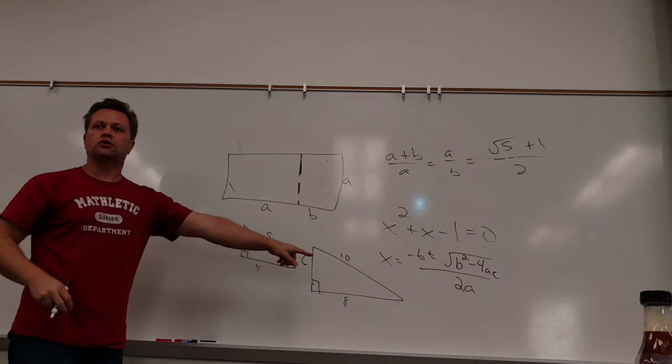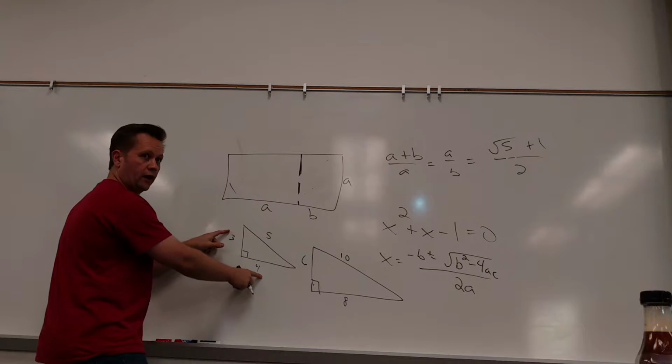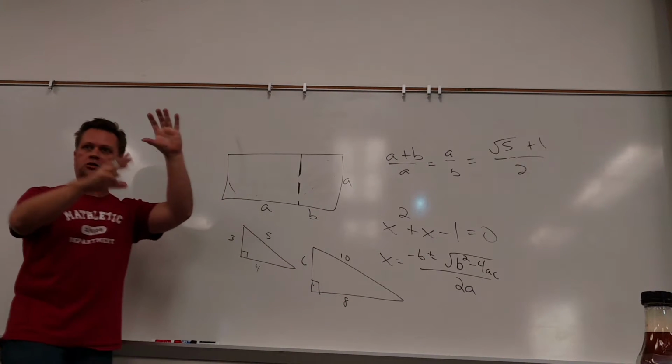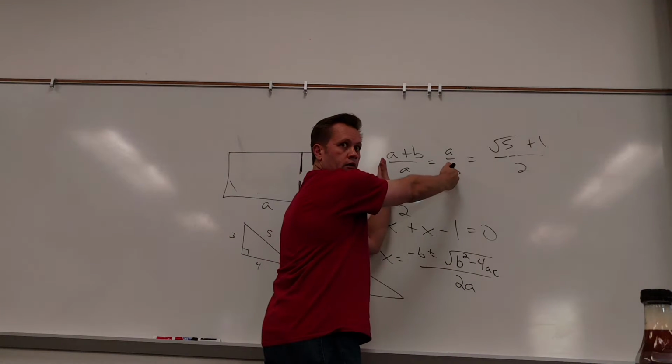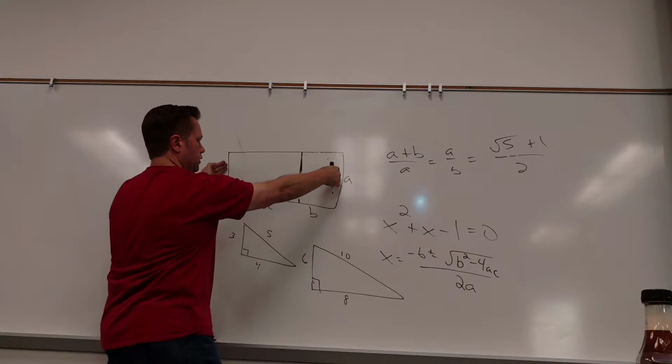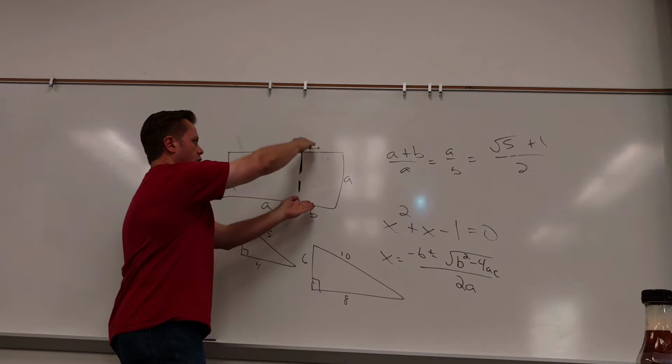So those are similar triangles. 3 is to 4 as 6 is to 8. The proportion you can set. Does that ring a bell? Sure. Do you see how that's sort of the same thing? Yeah. This rectangle is similar to this one. It's the same rectangle, just turned and shrunk.